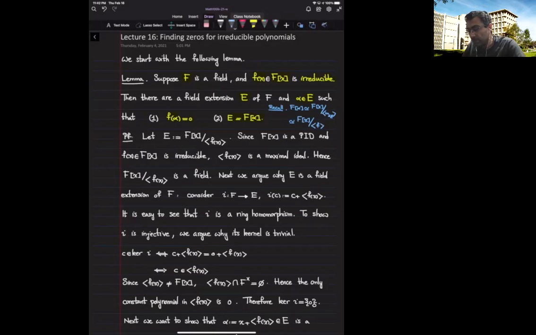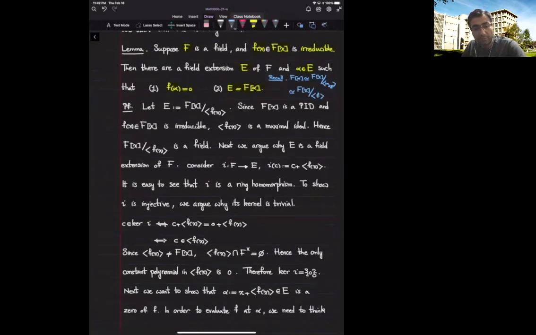That's why we start with the quotient ring, F[x] modulo the ideal generated by f. Our claim is that such an E satisfies the desired properties. That means we have to show that such an E is a field, it's a field extension of F, and it contains a zero of the polynomial f. So let's start the proof.